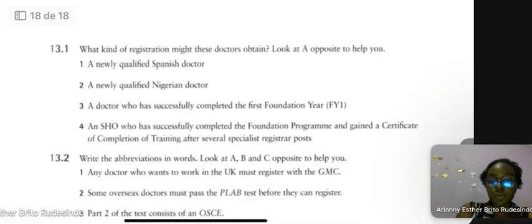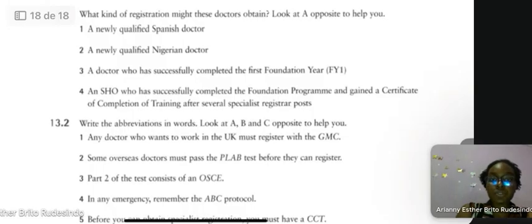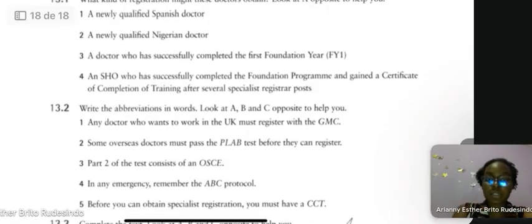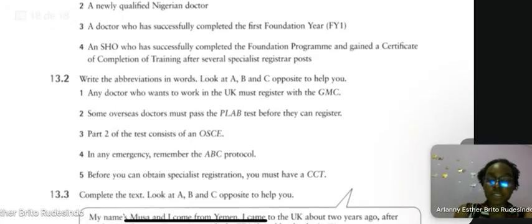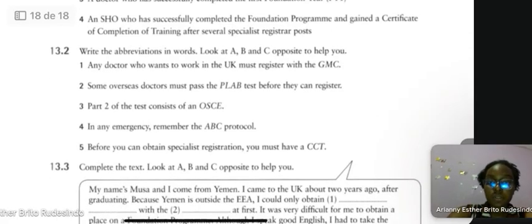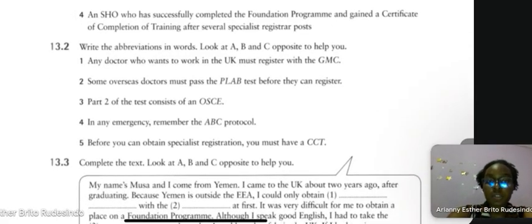Exercise. What kind of registration might this doctor obtain? A newly qualified Spanish doctor, a newly qualified Nigerian doctor, a doctor who has successfully completed the first foundation year, and an F1 who has successfully completed the foundation program and gained a certificate of completion of training after several specialist registrar posts. Write the abbreviations in words. Look at A, B, and C opposite to help you.